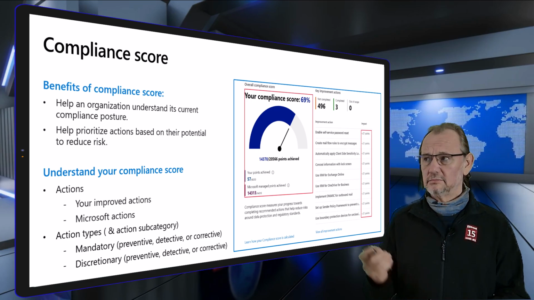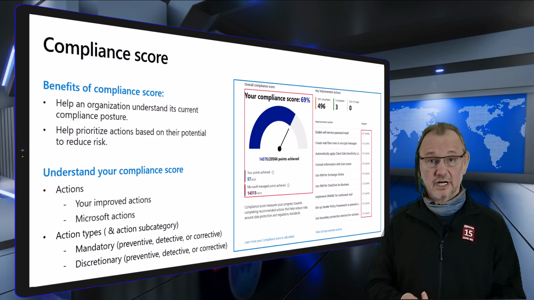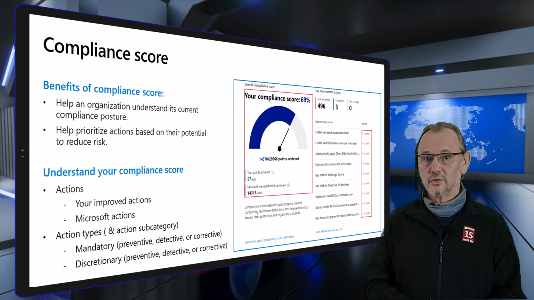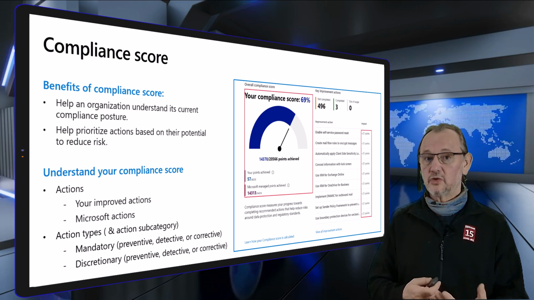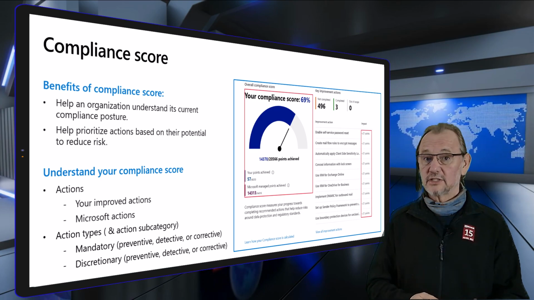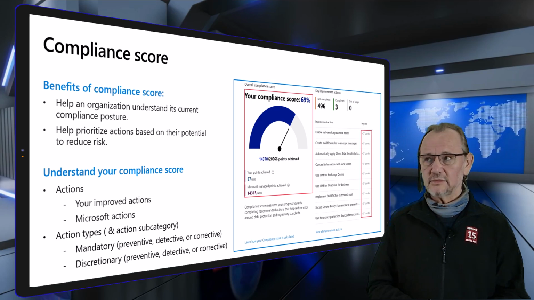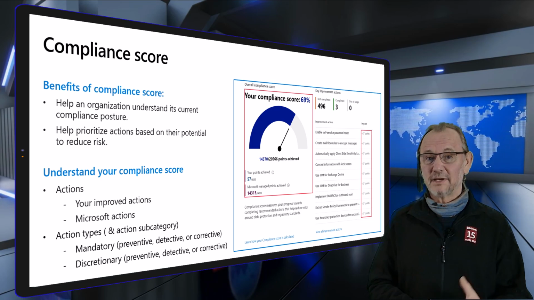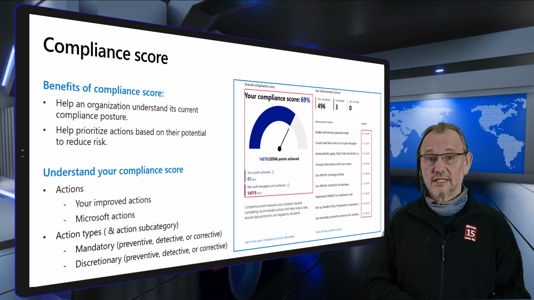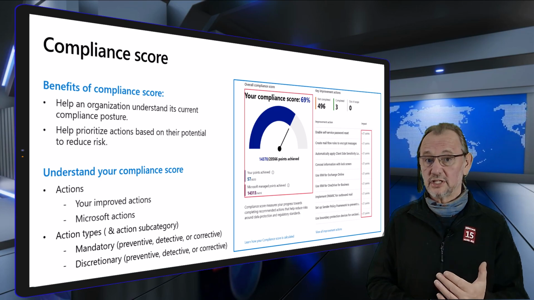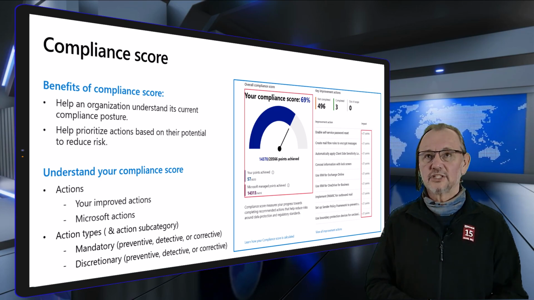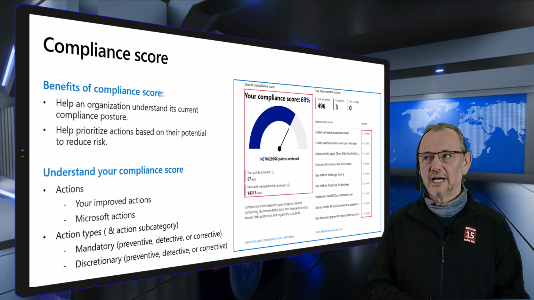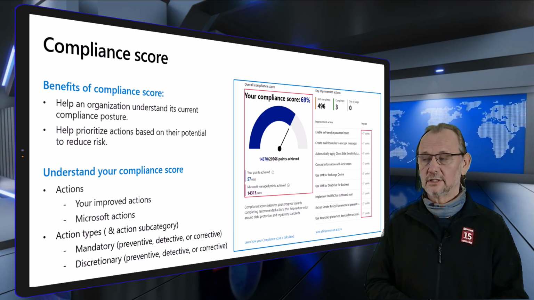How to understand compliance score? The overall compliance score is calculated using the scores that are assigned to actions. Actions come in two types: your improvement actions and Microsoft actions. Your improvement actions are actions that organizations are expected to manage. Actions that Microsoft manages for the organization are Microsoft actions. Those action types have points assigned to them that count towards the compliance score.